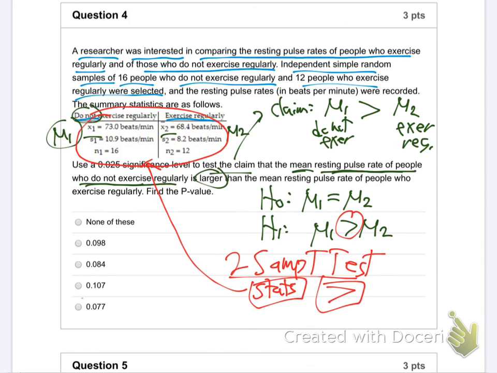And pooled is always no. Calculate. So I'm getting a p-value that is 0.107. There it is, 0.107. So we got it. There we go. That was a 2-sample t-test.